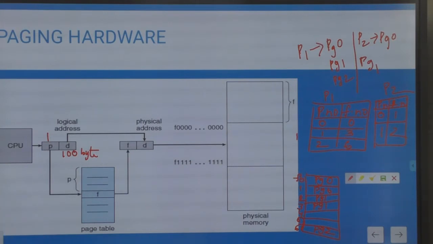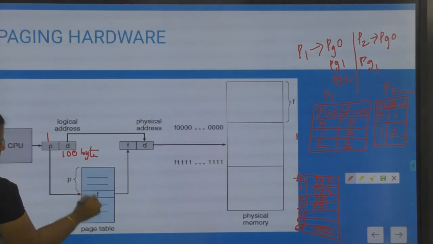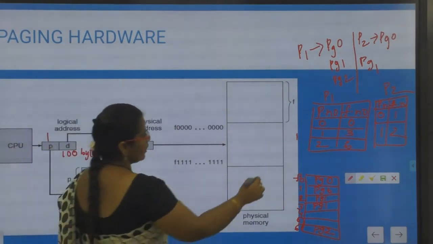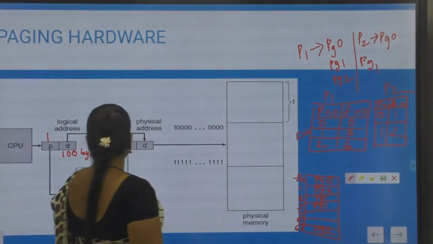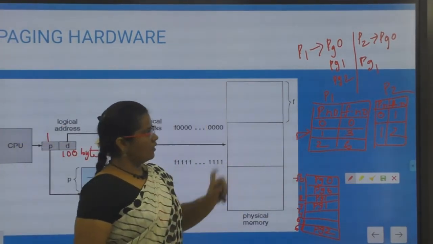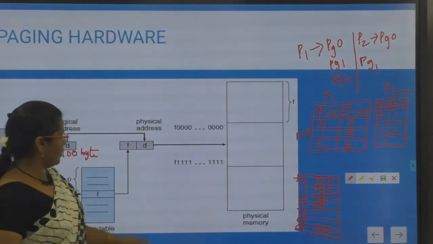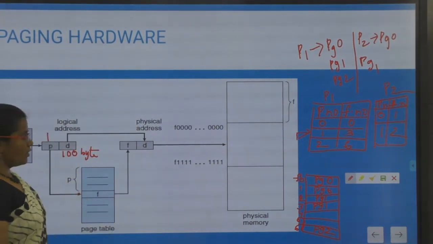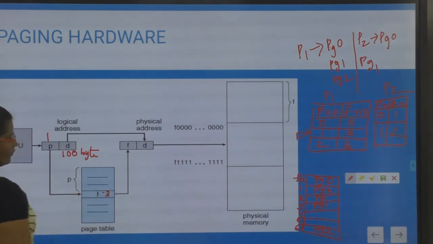Say for example, the 100th byte. If I want to execute the 100th byte in page number 1, the logical address will be generated like this: a total of size m, in which n bits are used to represent the offset, that is 100, and m minus n bits are used to store the page number. This page number is looked up in your page table. If you observe the page table here, page number 1 is present in frame 3, so that frame number 3 is found here.